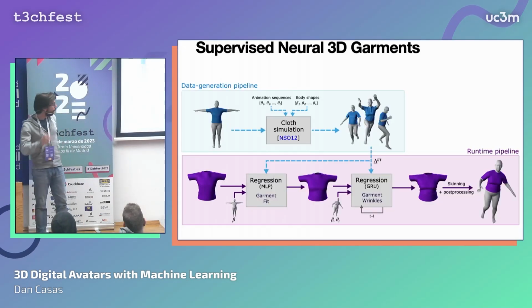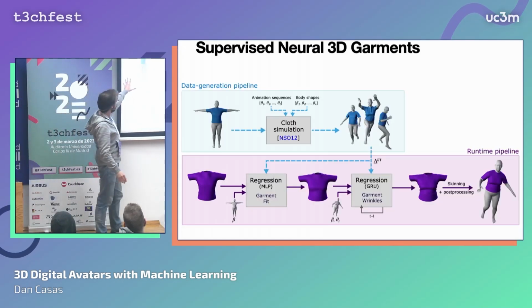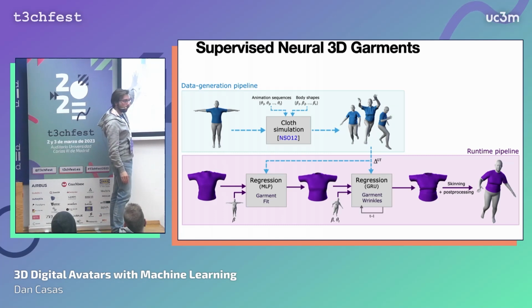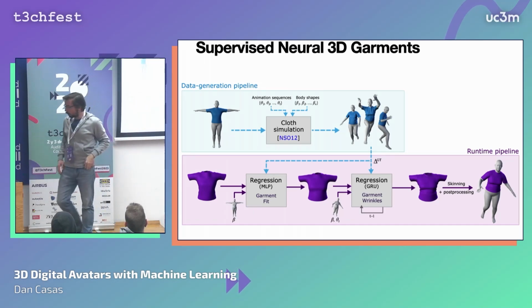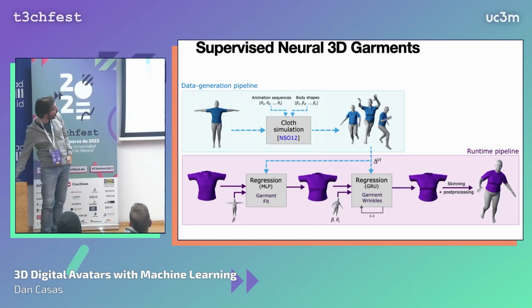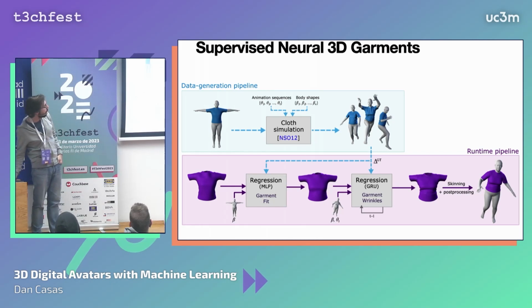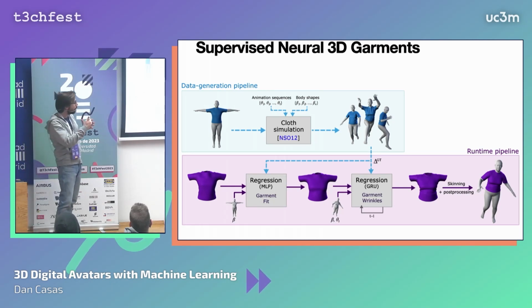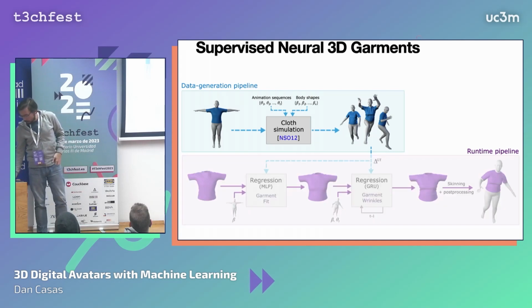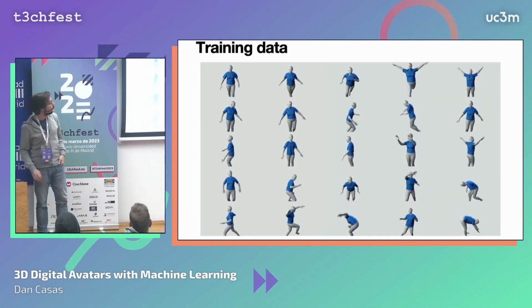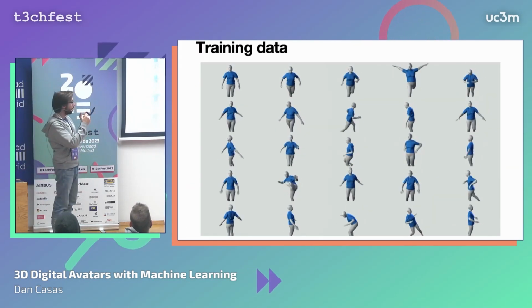All right, so the approach here, as usual, we have some dataset processing because we need some data, and then you have some runtime pipeline where we do the inference. I'm going to talk a little bit about both. So for dataset generation, which is usually what you need when you train a machine learning model, in this case, what we do is we generate a synthetic dataset.